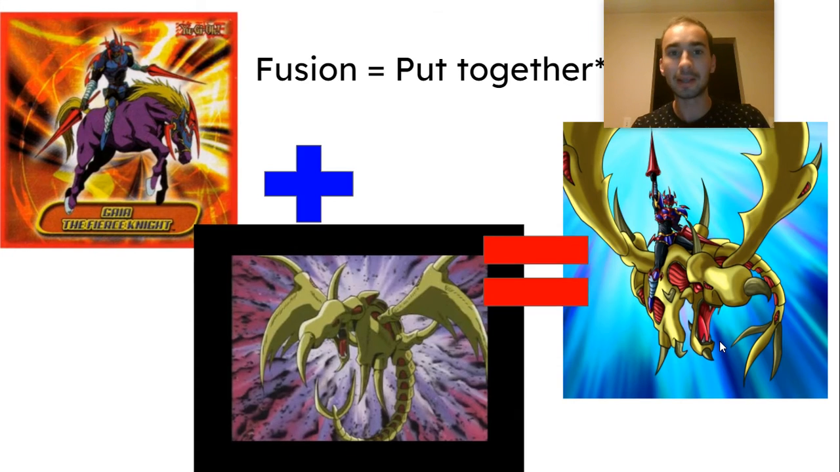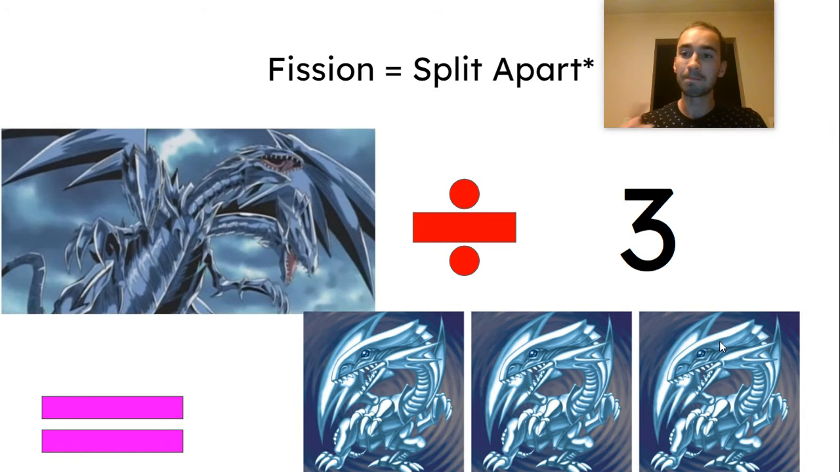Fuse is put together. And then this is the one you probably haven't heard of. It's fission. Okay? So what we have here is the Blue Eyes Ultimate Dragon. So it has 3 heads. And then fission would be splitting apart. So Yu-Gi-Oh plays this card called Defusion, the opposite of fusion, fission, and it splits Blue Eyes Ultimate Dragon 3 heads into 3 individual Blue Eyes Dragons. Okay? So that is fission. Fission is split apart.